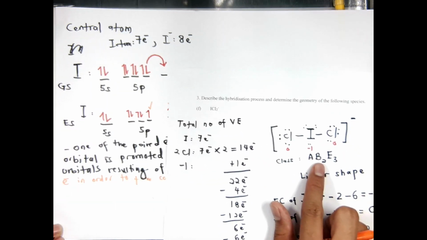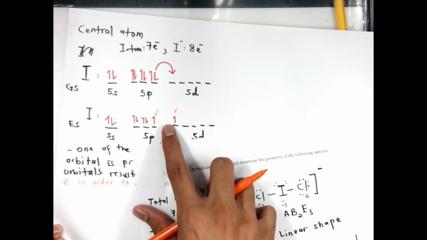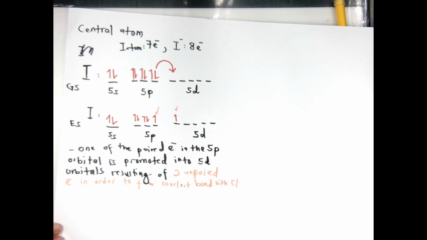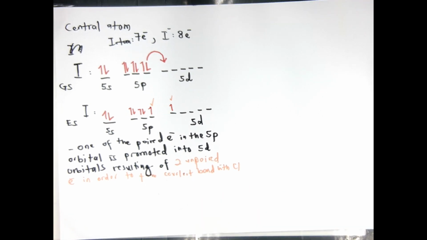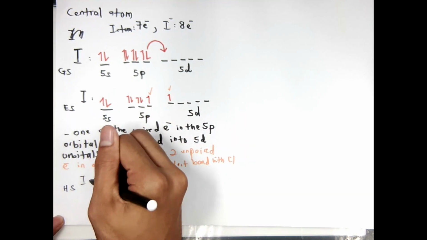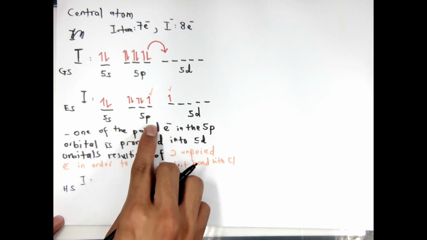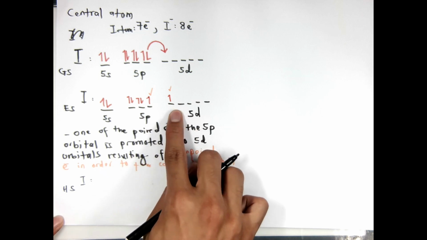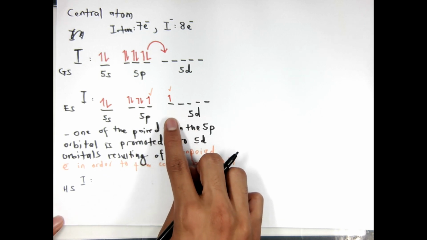It needs 2 electron pairs because it needs to form one bond here and another bond here. That's why it needs 2 single electrons. And then once you do that, you need to hybridize the orbital. So at the hybridized state, you basically mix 5s orbital, 3 5p orbitals, and 1 5d orbital in order to form sp3d hybrid orbital.